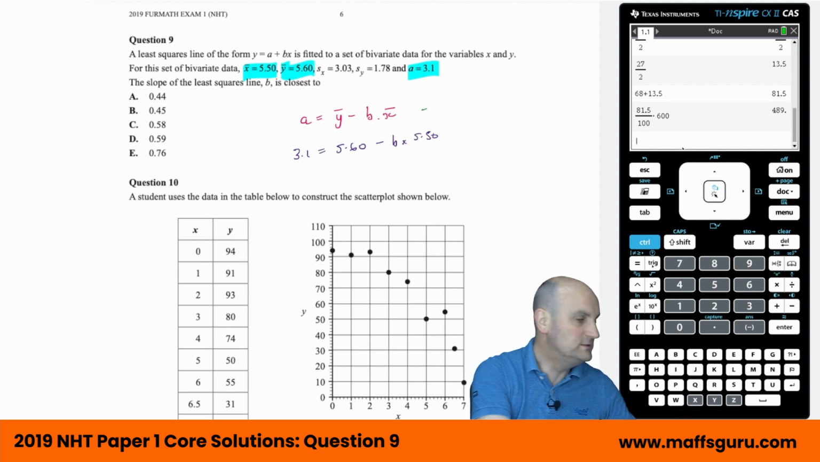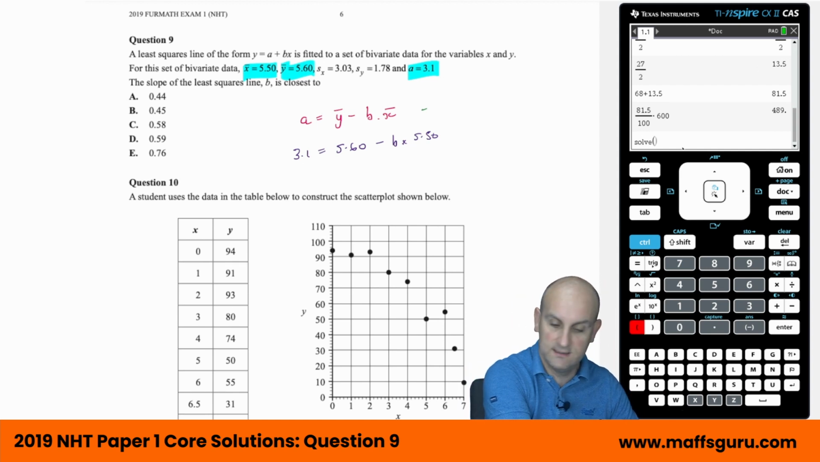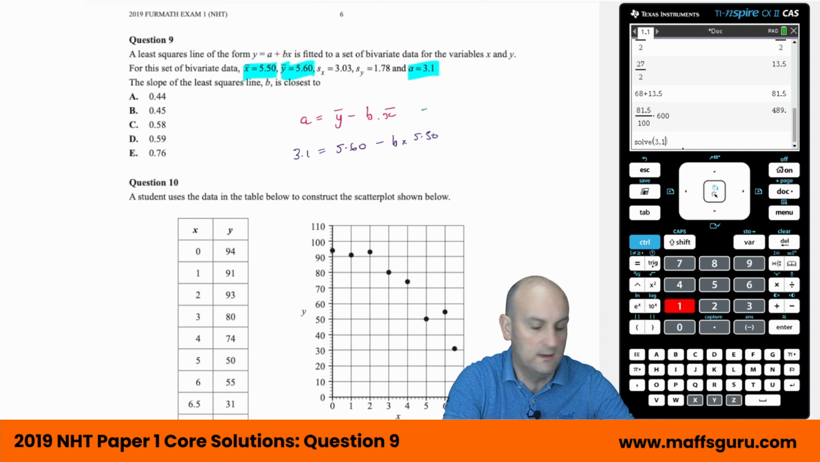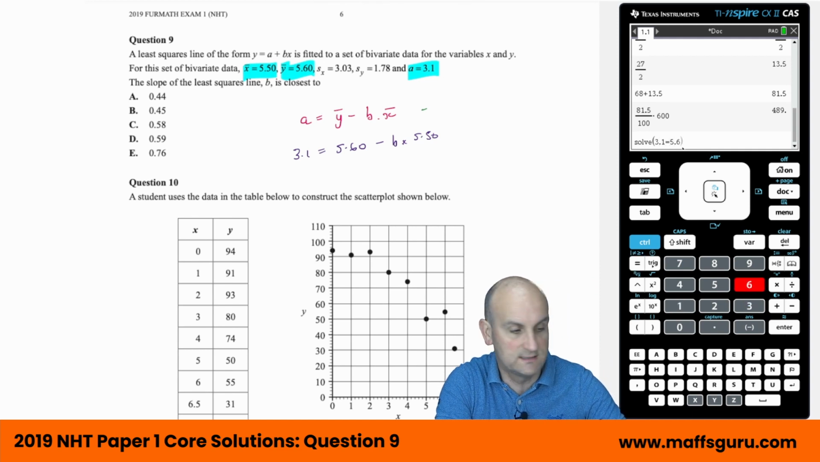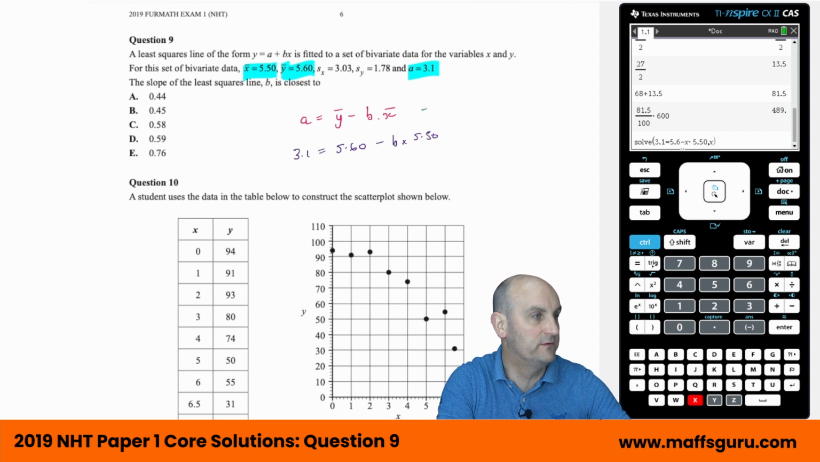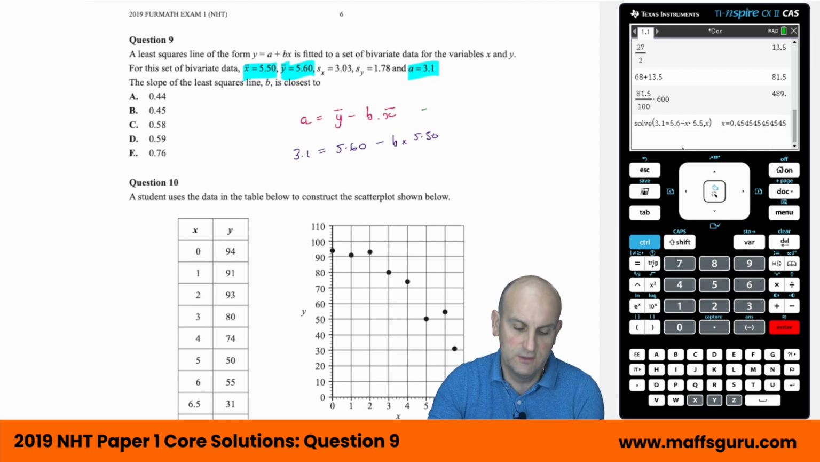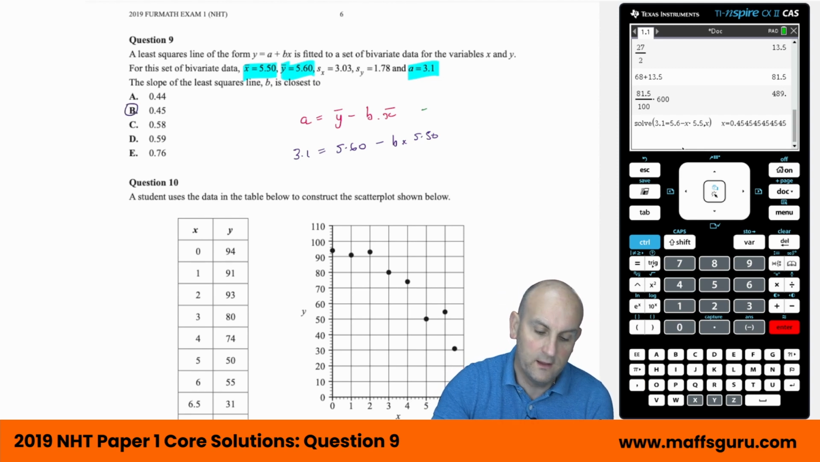What can we do? Let's just use the solve function on my calculator. Right, so solve 3.1 equals 5.6 minus, let's call it x, times 5.50, and we're going to comma exit to say solve for x, and out comes a value of 0.45454545, and so it's closest to, so question number 9, the answer is B.